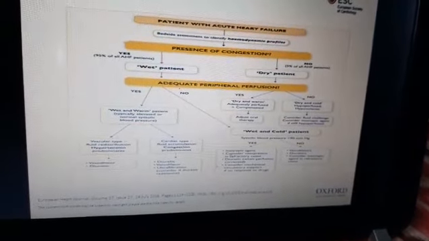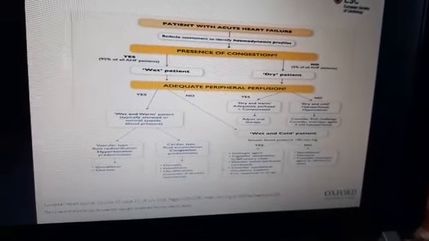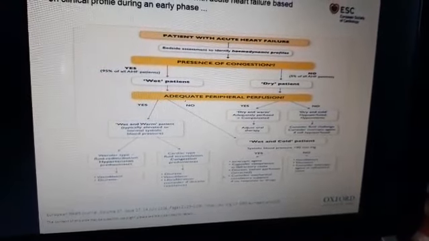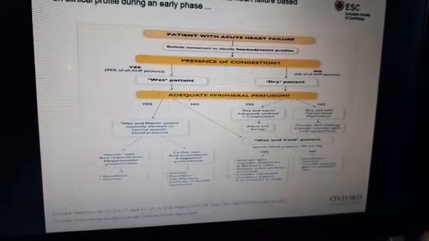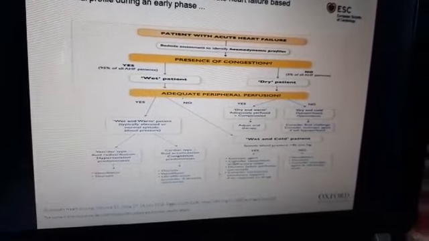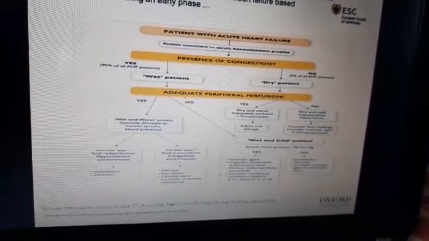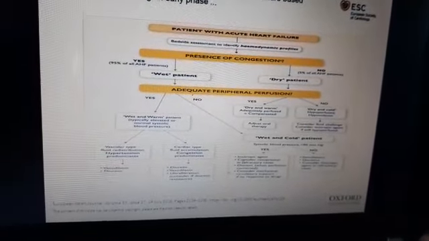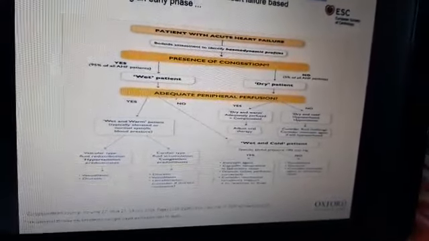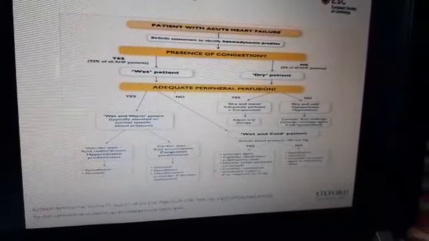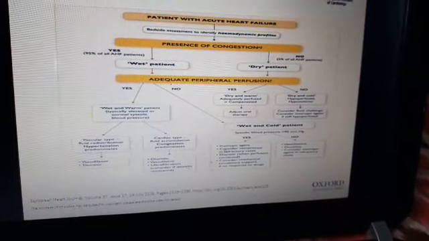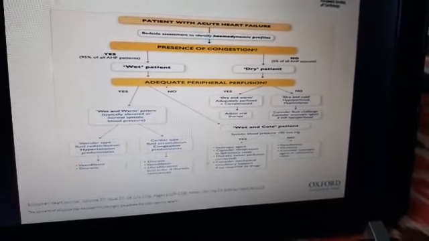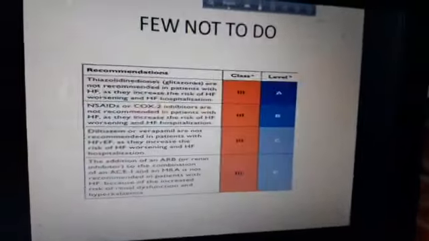Warm and cold refer to the temperature of the patient. Warm means there is adequate perfusion. Cold means there is less perfusion. And wet and dry mean whether congestion is present or not. So depending on these congestion features, the blood pressure, and peripheral perfusion, we have to adjust diuretic therapy, inotropic therapy, as well as fluid therapy.